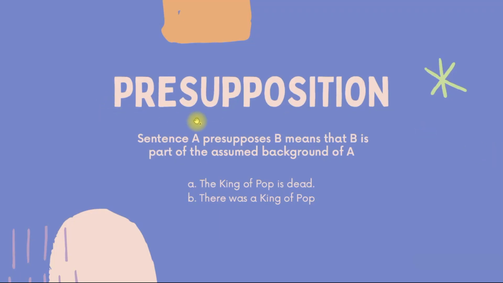The next relation is presupposition. In presupposition, when sentence A presupposes B, it means that B is part of the assumed background of A. So here, if we have a sentence, "The king of pop is dead," the assumed background of this sentence is that there was a king of pop. So we'll know that there was a king of pop. Therefore, if there is a sentence, "The king of pop is dead," of course, there should be a king of pop. So this is called presupposition.